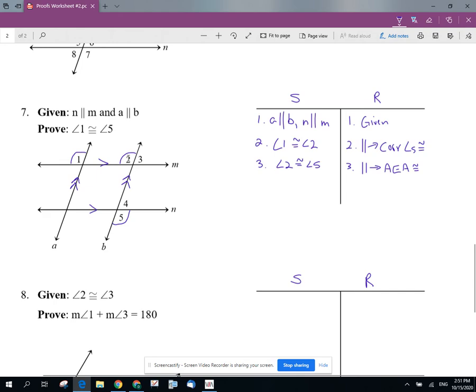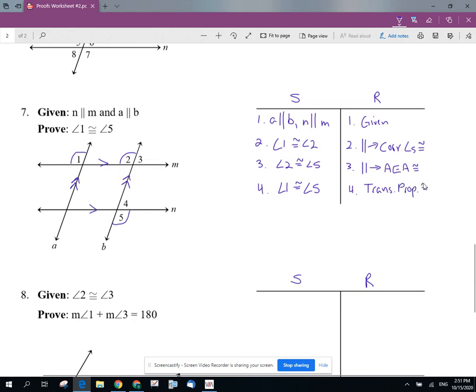You see where 2 is? It's on the exterior of M. 5 is on the exterior of N, and the transversal is B that they are on opposite sides of. So the parallel lines I'm referring to here, that's A and B. The parallel lines I'm referring to here, that's M and N. And then if 1 is congruent to 2 and 2 is congruent to 5, then angle 1 is congruent to angle 5. Transitive property or substitution.